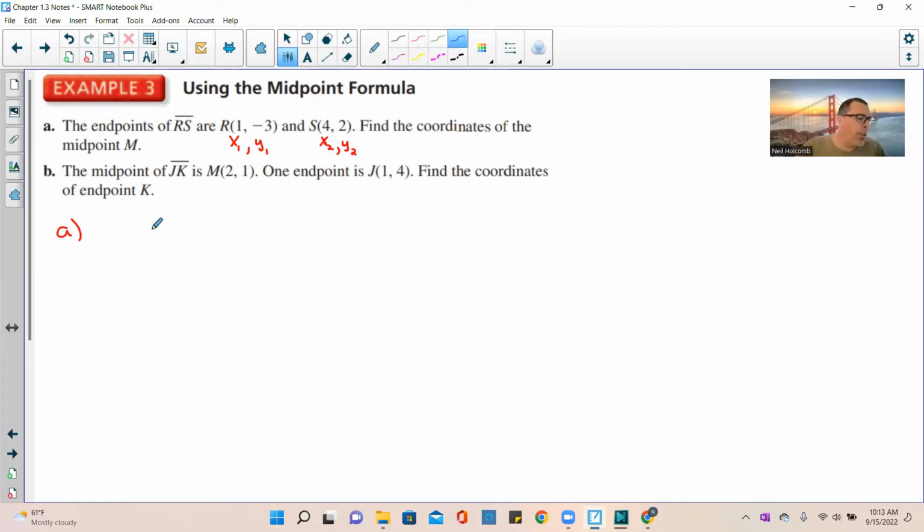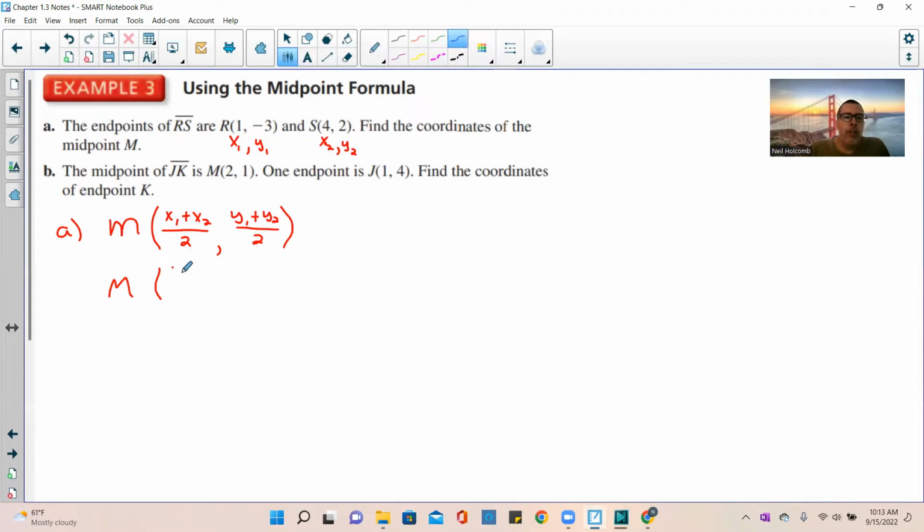So the midpoint formula says that M, the midpoint M, is going to be the endpoints added and divided by 2. So it's x sub 1 plus x sub 2 divided by 2, comma, y sub 1 plus y sub 2 divided by 2. Okay, so M is going to be the midpoint of these. So now I substitute in my givens.